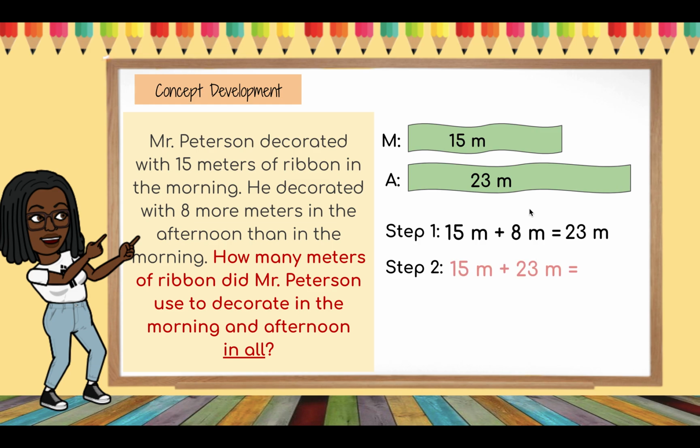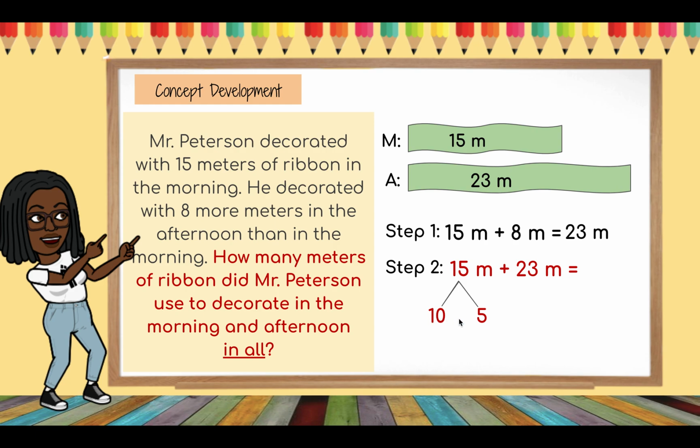So this problem would look like 15 meters plus 23 meters equals. So there are a couple ways you can do your number bonds, friends, to help you solve this problem, but I'm going to show you the way Miss Anissa did it. So I decided I was going to break my 15 into 10 and 5 because we know that it's easy to add a 10 to a number, right?